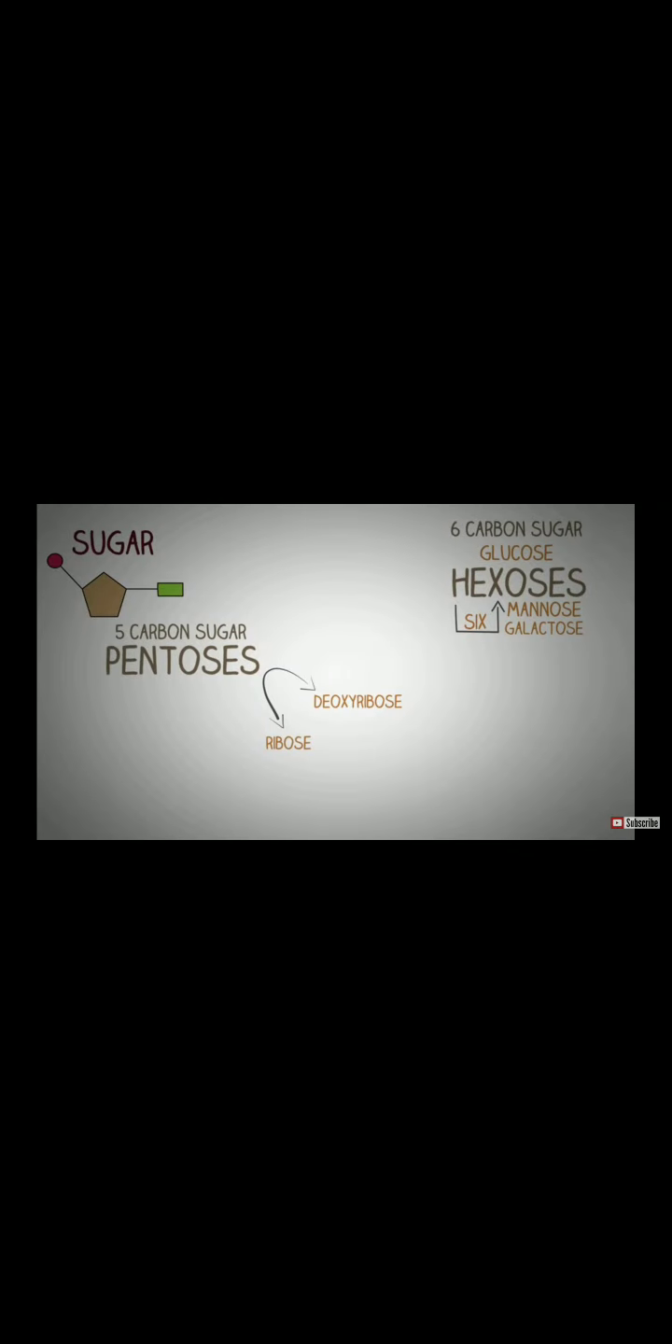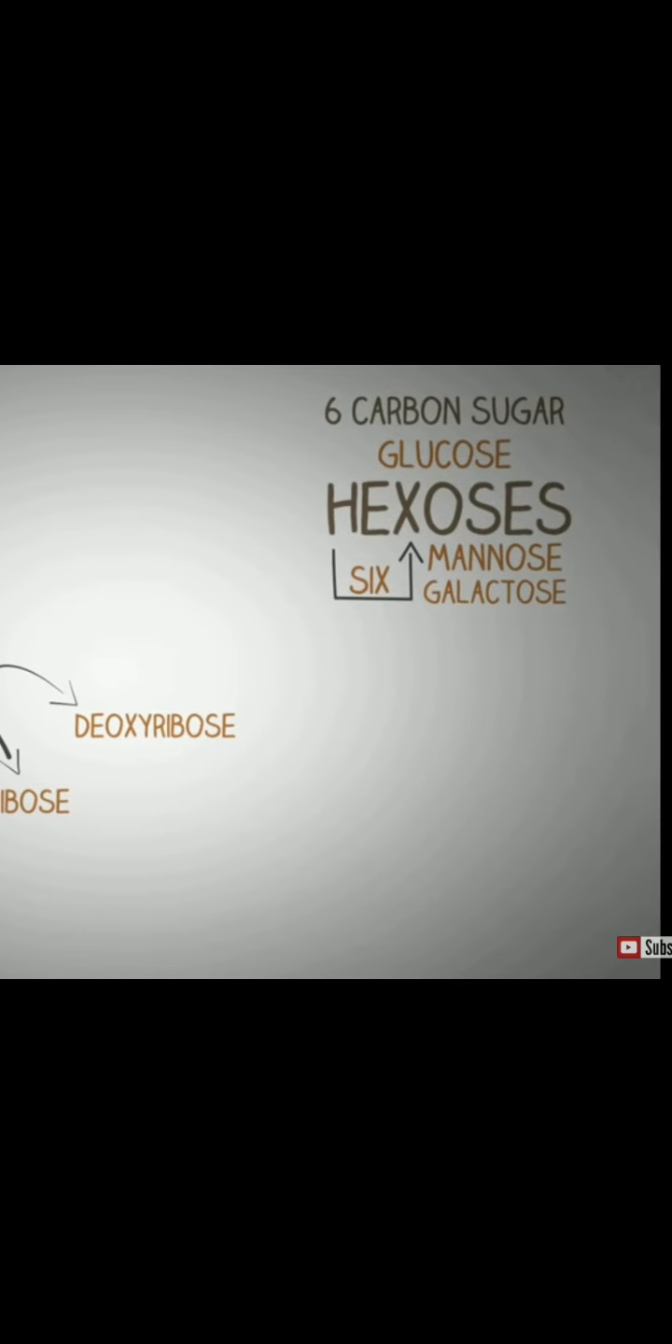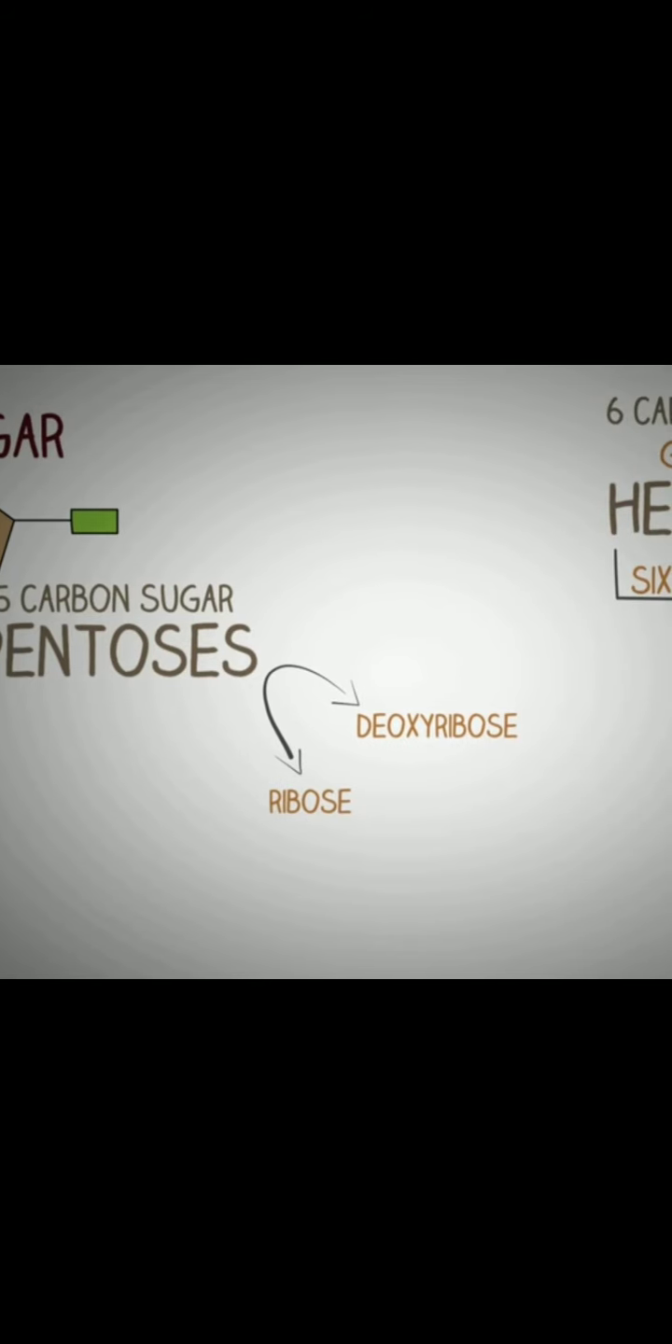The sugar present inside the nucleic acids is a 5 carbon sugar, and most of you know the 6 carbon sugars present inside the body, the most important of them being glucose. Now in chemical nomenclature, all 6 carbon sugars are called hexose. The word hex means 6. There are different types of hexose in our body other than glucose, like mannose and galactose. Similarly, 5 carbon sugars are called pentose. The word pent means 5. There are different types of pentose in our body, but two important types of pentose present inside the nucleic acids are ribose and deoxyribose.